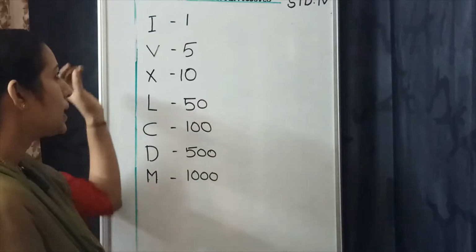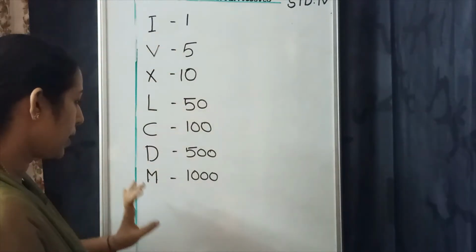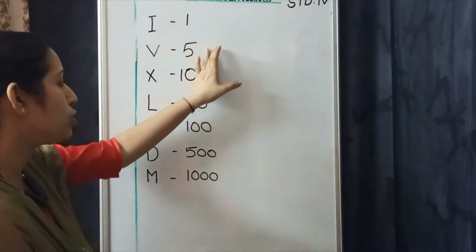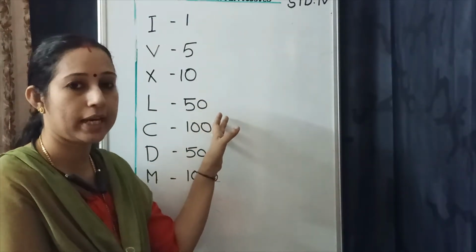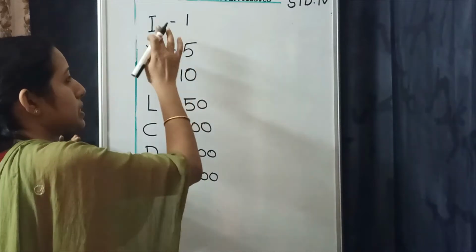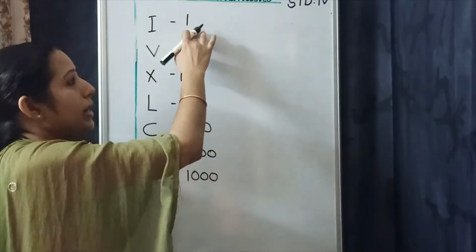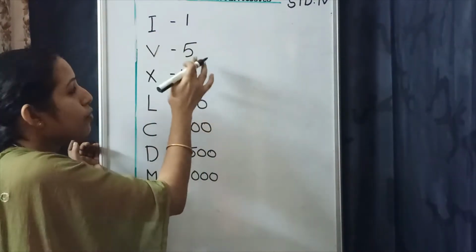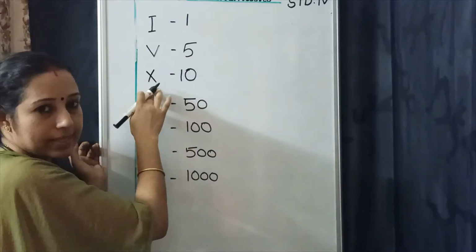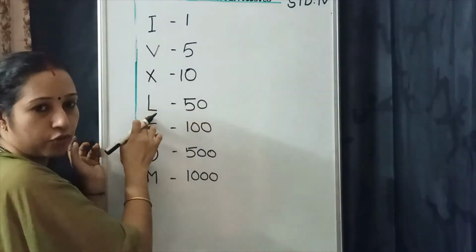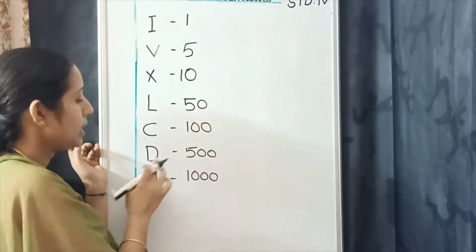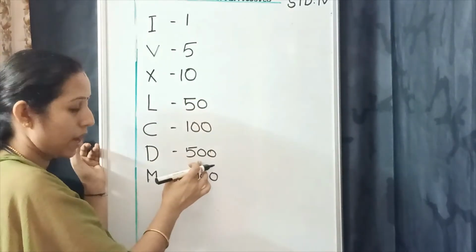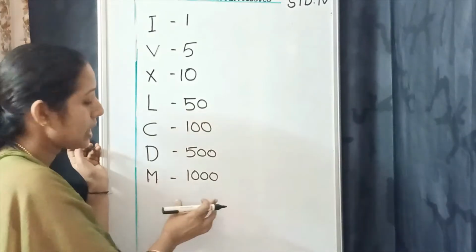Okay, so this is the Roman numerals, and this is the value of Roman numerals in the Hindu-Arabic system. The value of I is 1. The value of V is 5. The value of X is 10. The value of L is 50. The value of C is 100. The value of D is 500. The value of M is 1000.